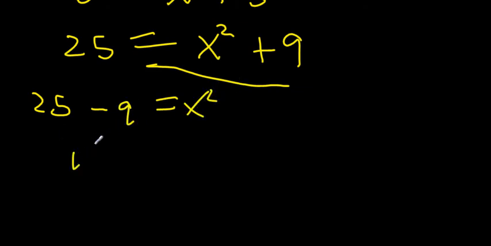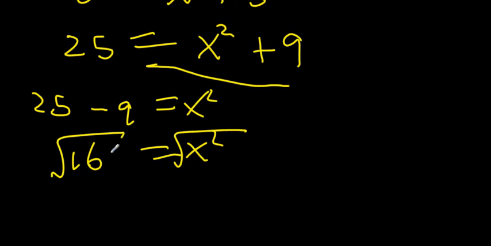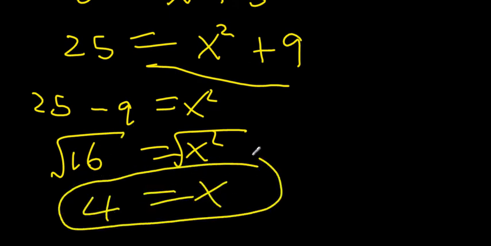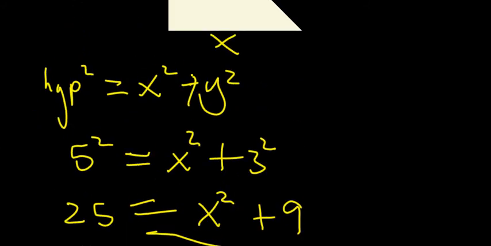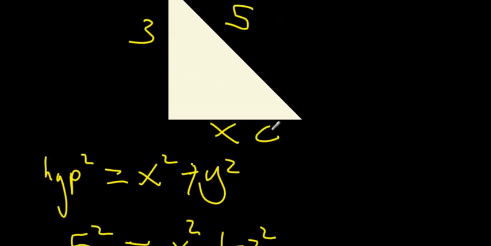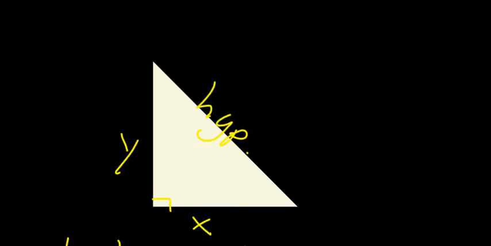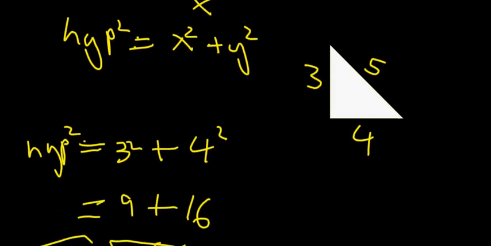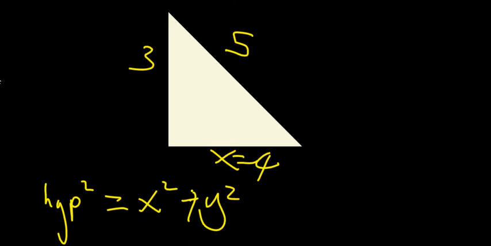So 25 minus 9 gives us 16 equals x squared, and then to get rid of that square, we take the square root of it, so that will be 4. So x is actually equal to 4. And again, as we saw from the previous slide, we had a 3, 4, 5 triangle, and in this case also 3, 4, 5.